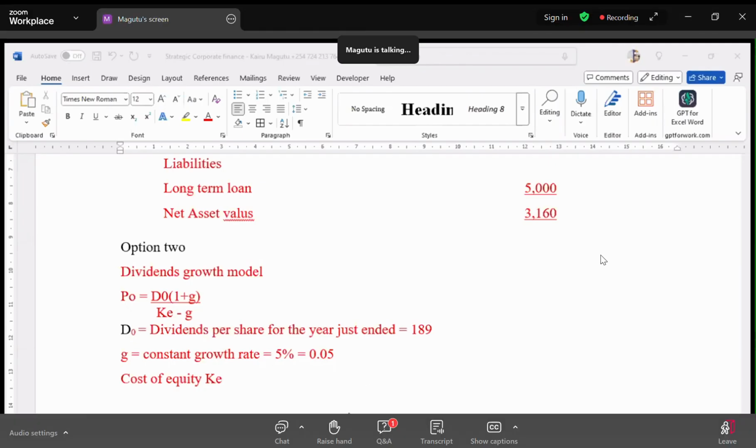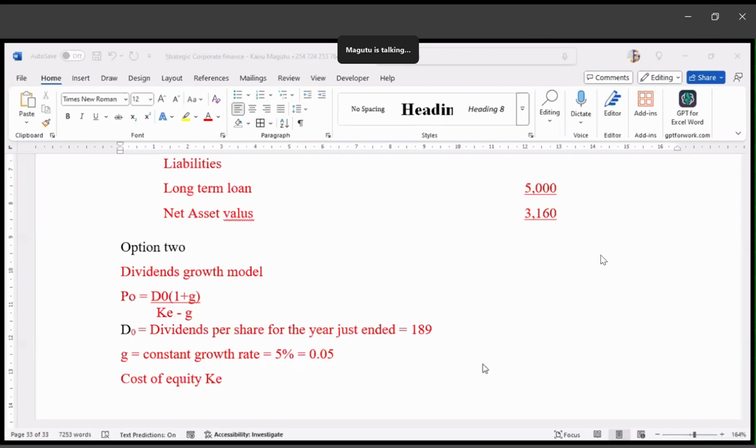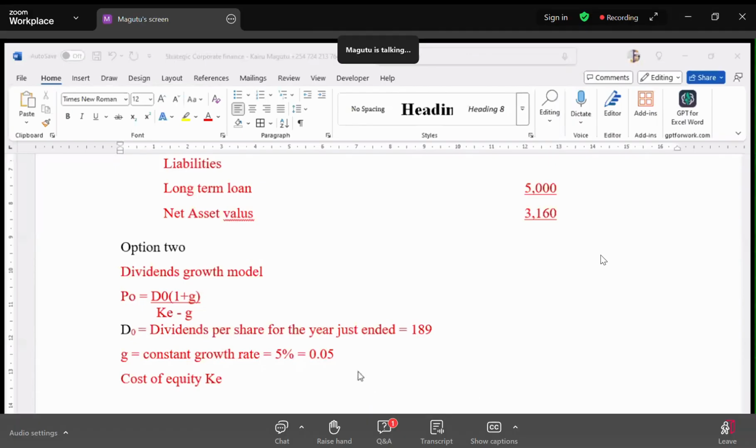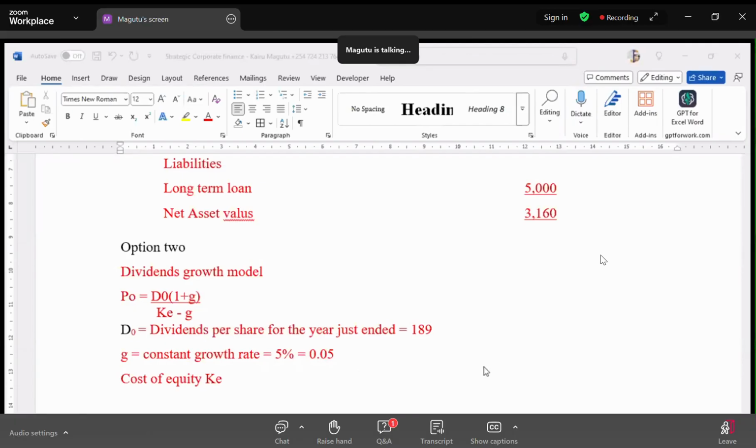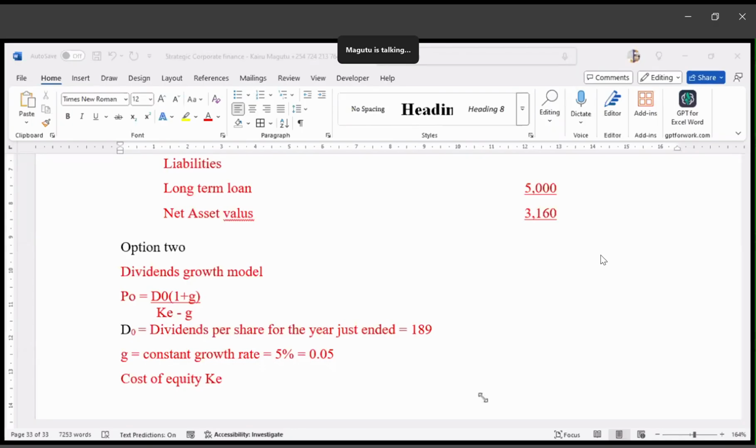Someone to write for us, which method do you think we can use to determine the cost of equity? Someone says Gordon's. A number have written CAPM. Yeah, I see the majority says CAPM.